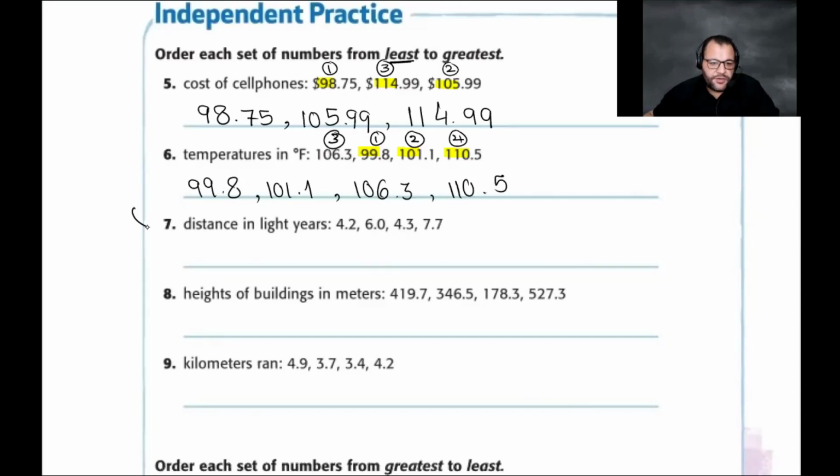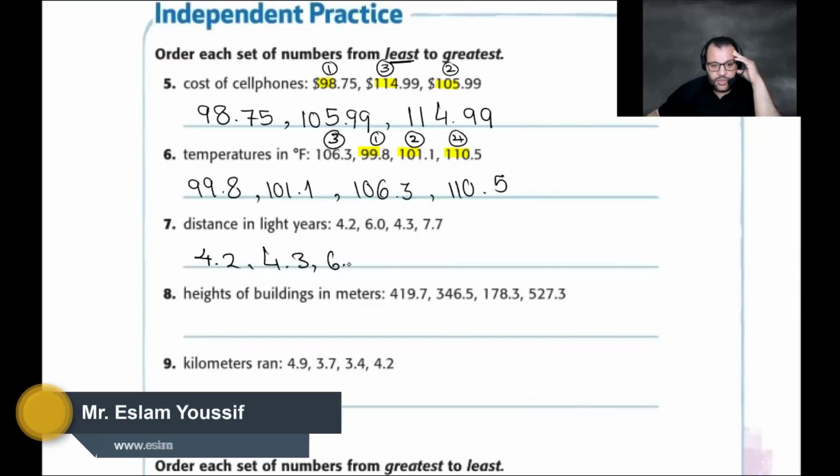Yeah. So the first one, we don't need any zeros. Okay. The smallest one is 4.2, and then 4.3, 6.0, 7.7. Yes, thanks.